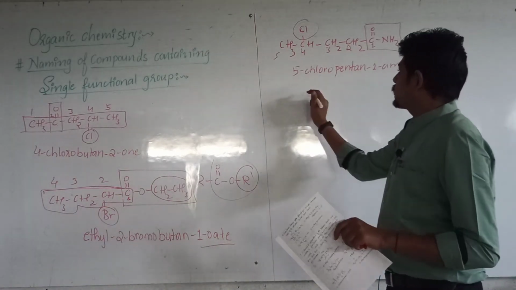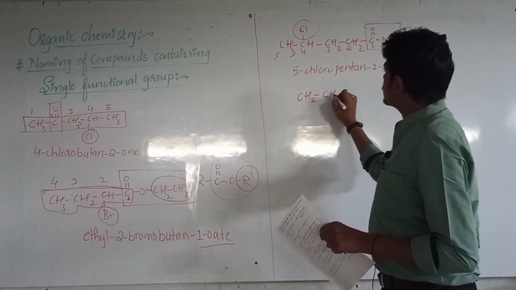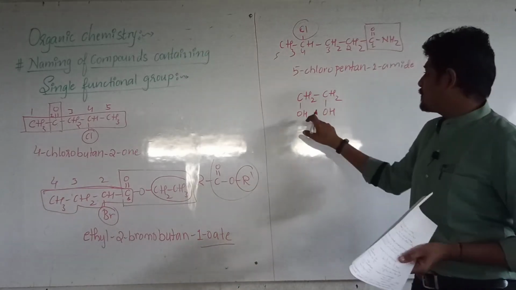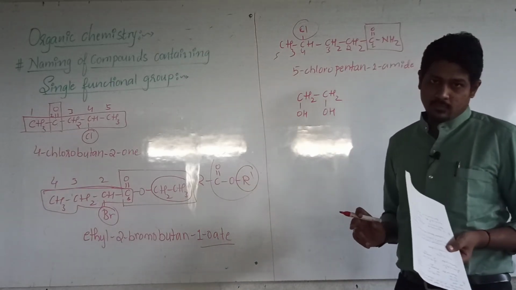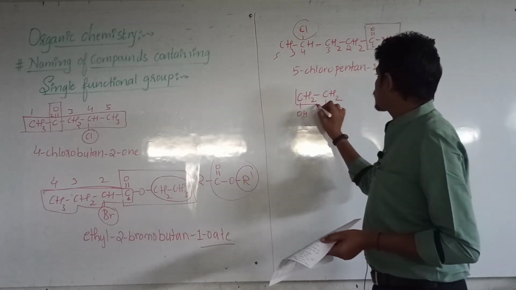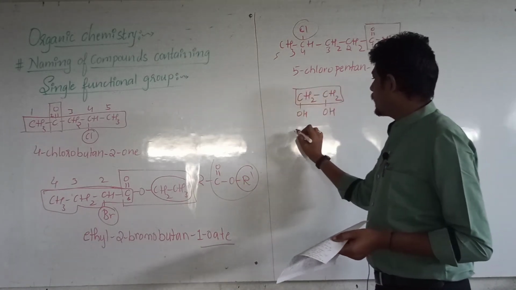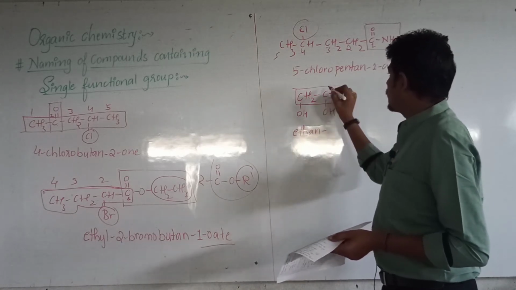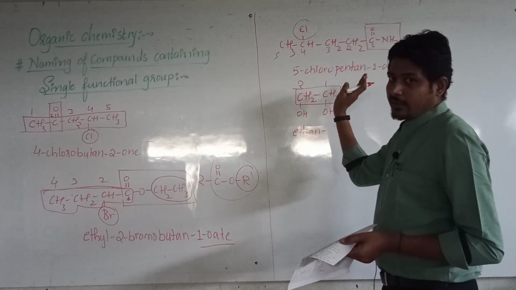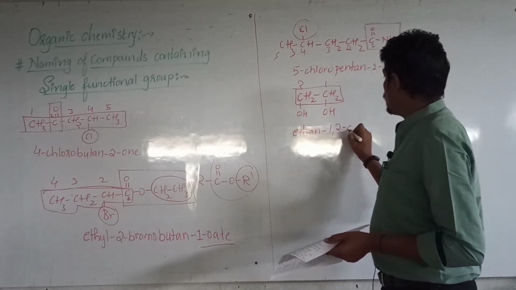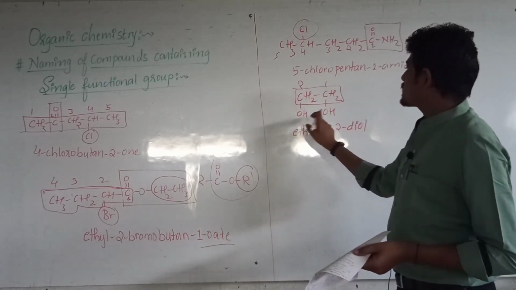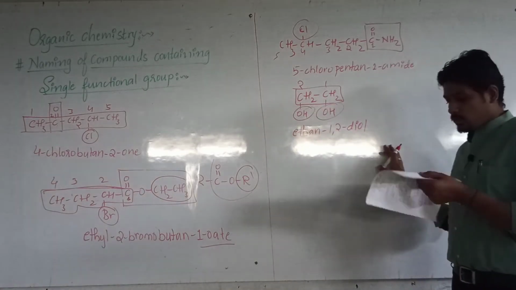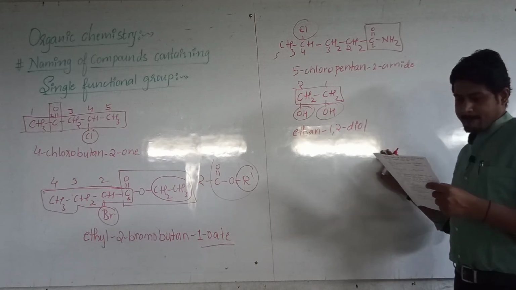Simple again. See, example: CH2 CH2 with OH and OH. Now see, there is the same functional group, but it is appearing 2 times. How do we name it? This is your root word, isn't it? Root word eth, all single bonds, ethane. So 1 and 2, or you can come from this side also, 1 and 2. So ethane-1,2-diol. Why diol? Because the same functional group is present 2 times. So ethane-1,2-diol.